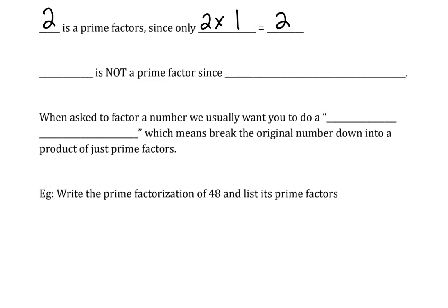But as an example, we're going to say that 8 is not a prime factor, since you can go 2 times 4 equals 8. It has multiple factors, not just one and itself.